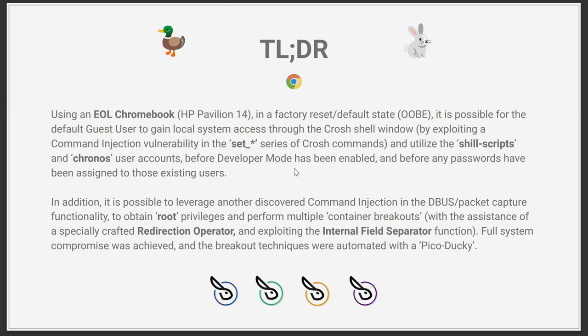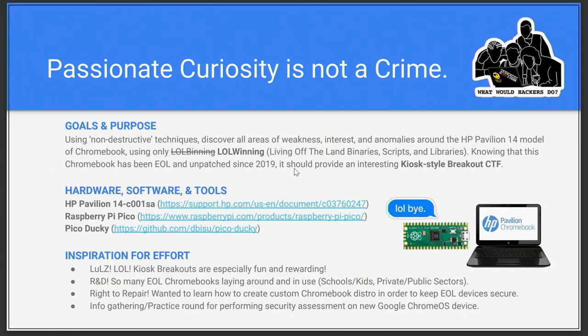One of the other exploits that was discovered was a command injection in dbus, and that is where we got our root from. We were able to fuzz a parameter there and gain root access. And again, there are a couple of old school tricks here, redirection operators and internal field separator, and we'll get more into that as we go.